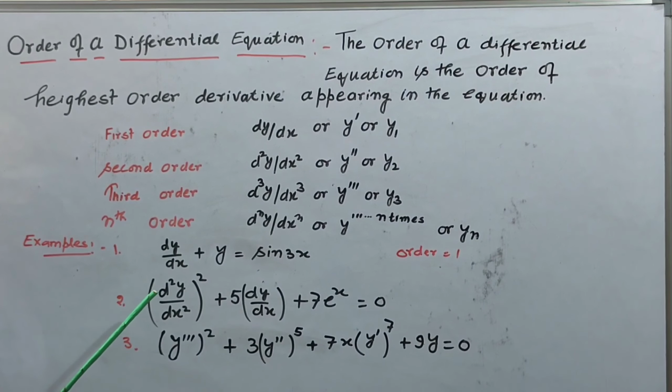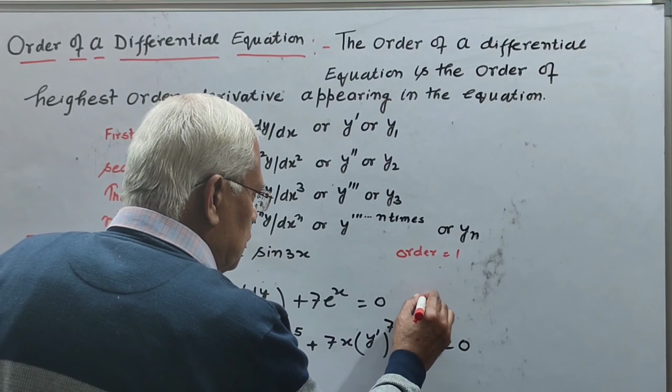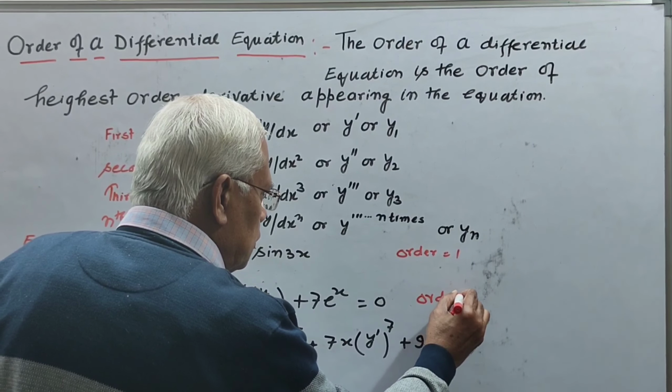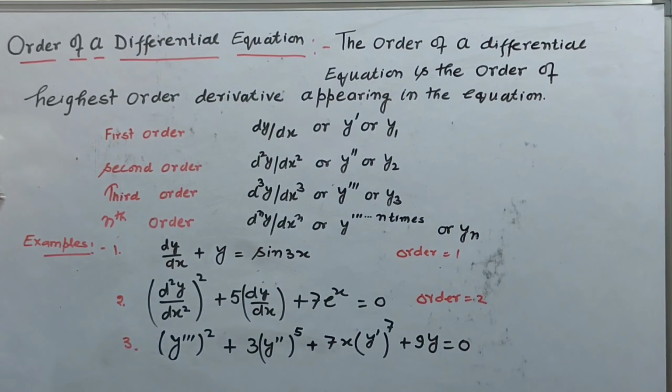Here d2y upon dx square and dy upon dx both are involved, and which is the highest order? Second order, that is d2y upon dx square. So the highest order is the second order. So the order of this equation is 2.